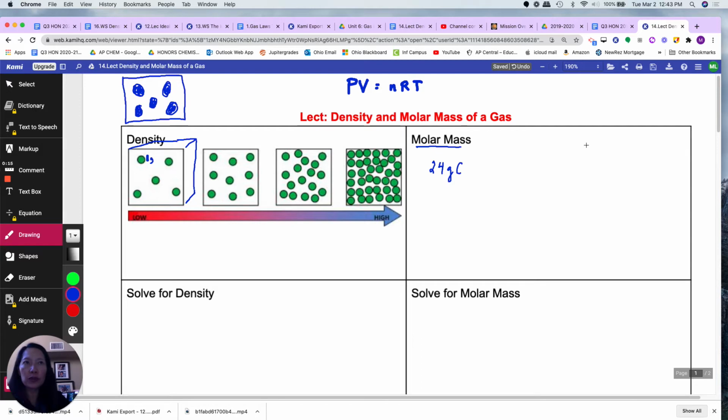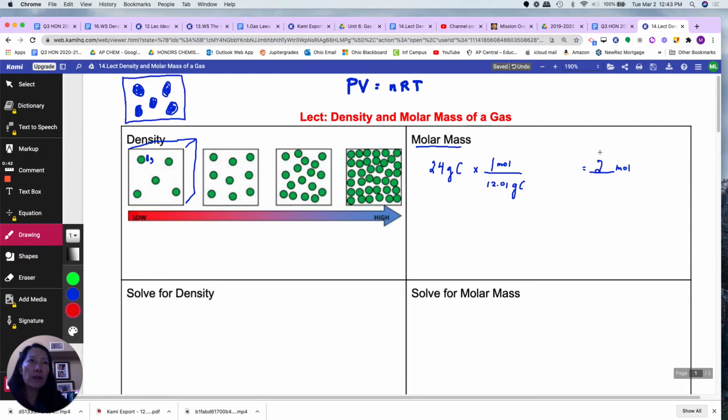How many moles do you have? To do that, you have to drop the undesired unit, which is grams carbon, and 1 mole. The molar mass of carbon is 12.01 grams. So you have about 24 divided by 12, you have about 2 moles. Okay, so the symbols for these are as follows.